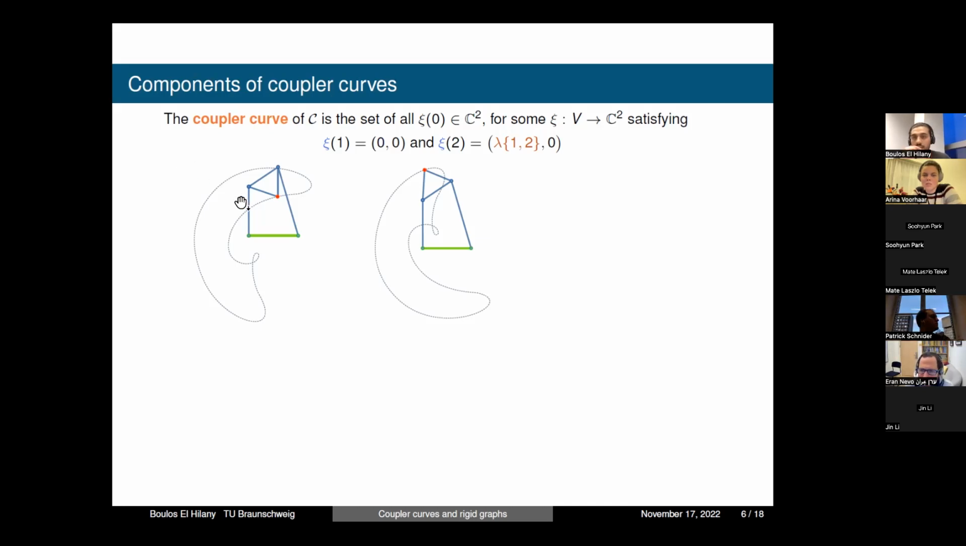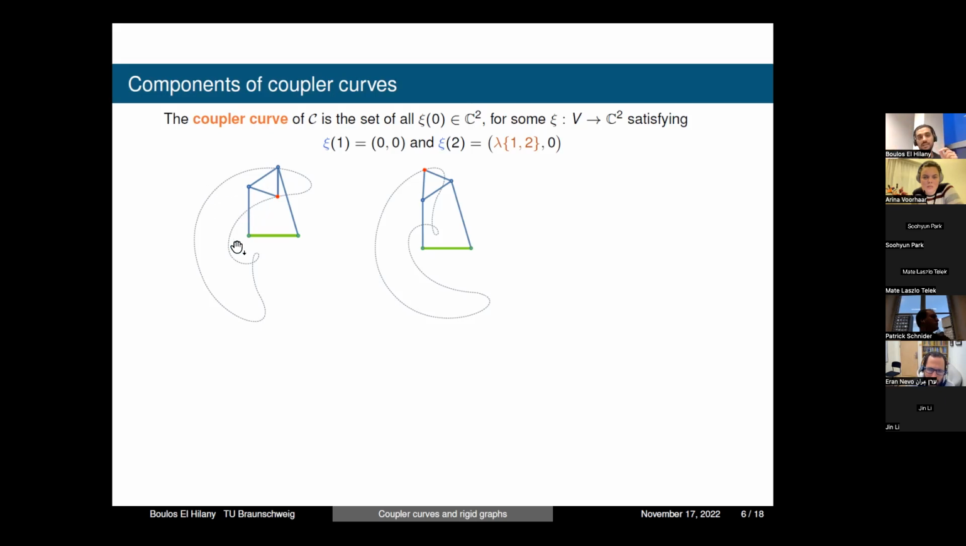Each point in the curve is a representation of a realization itself, right? Because if I take a point, let's say here, this means that my red vertex is somewhere here, but then all the other vertices of my graph have changed position, right? So this means that we have another realization. Okay, so each point in the curve corresponds to one realization. But you see, if I want to go from one realization to another, then I can move continuously.